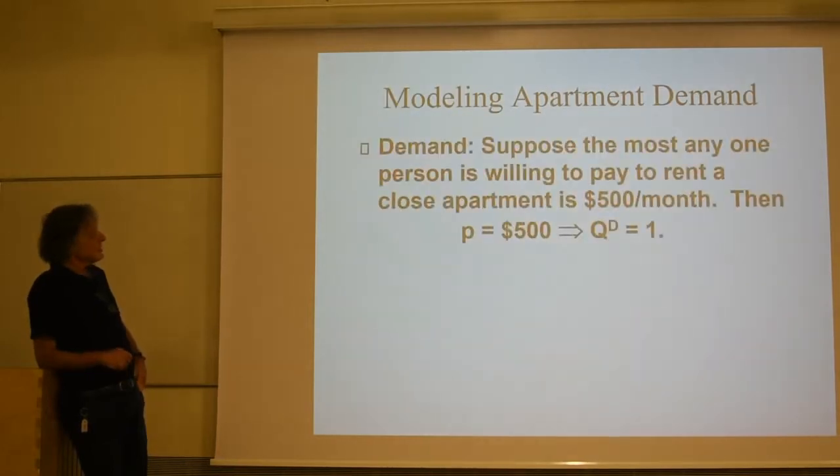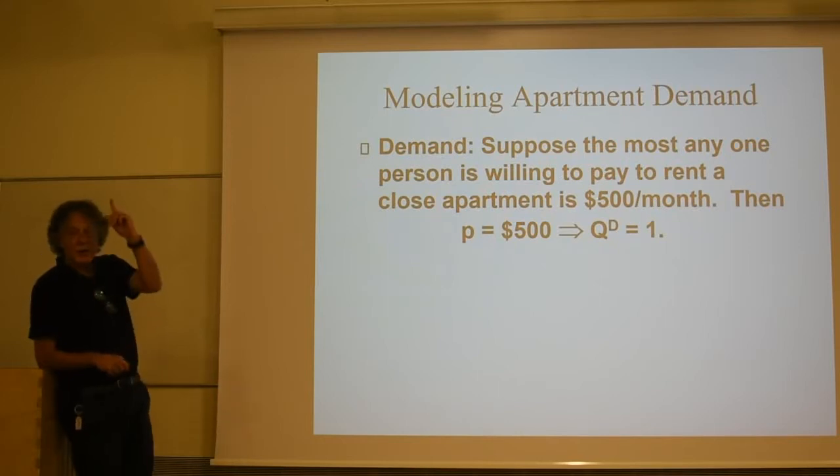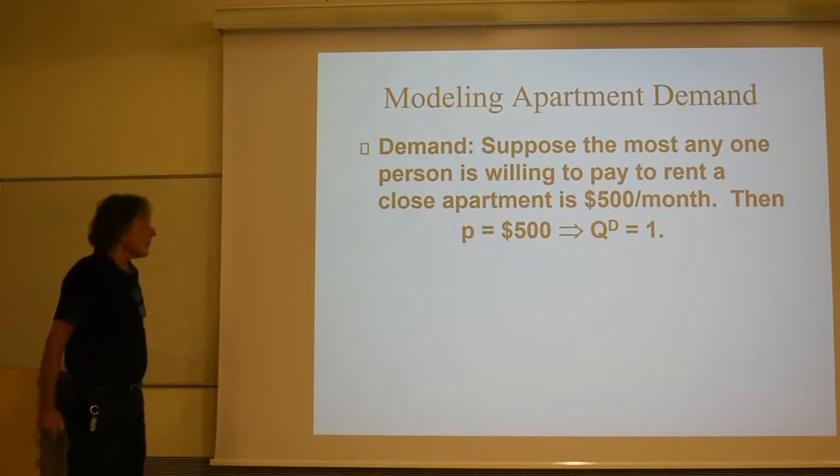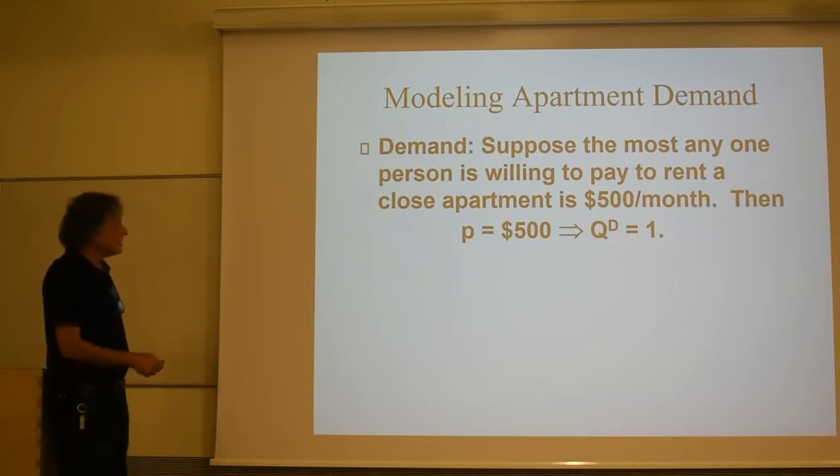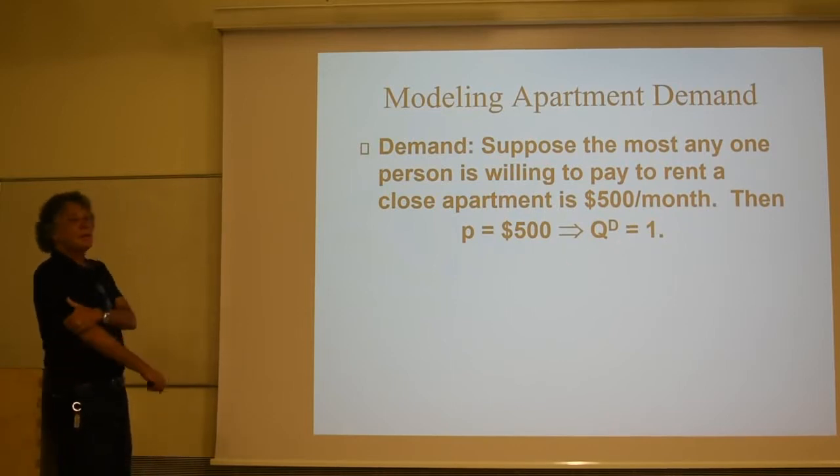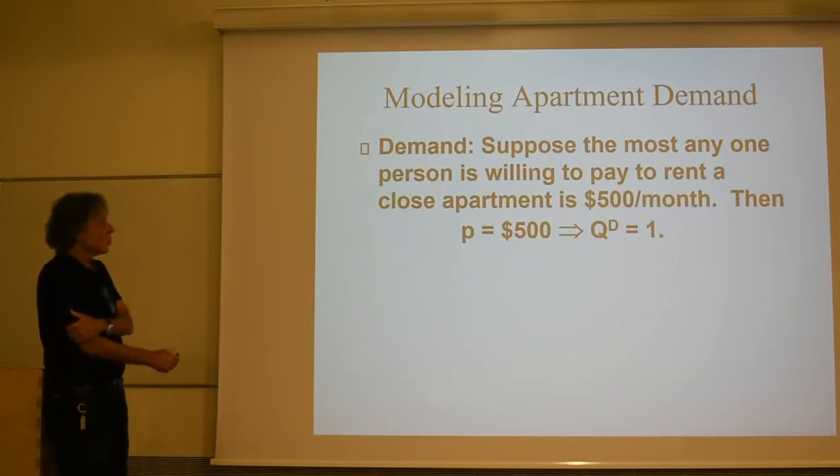So demand. Suppose any one person is willing to pay to rent a closed apartment $500 a month. So let's say one person, or maybe a few persons, but here we say one, that is willing to pay $500 per month for a closed apartment. So if the price is $500, you can find only one person that is willing to rent one apartment.